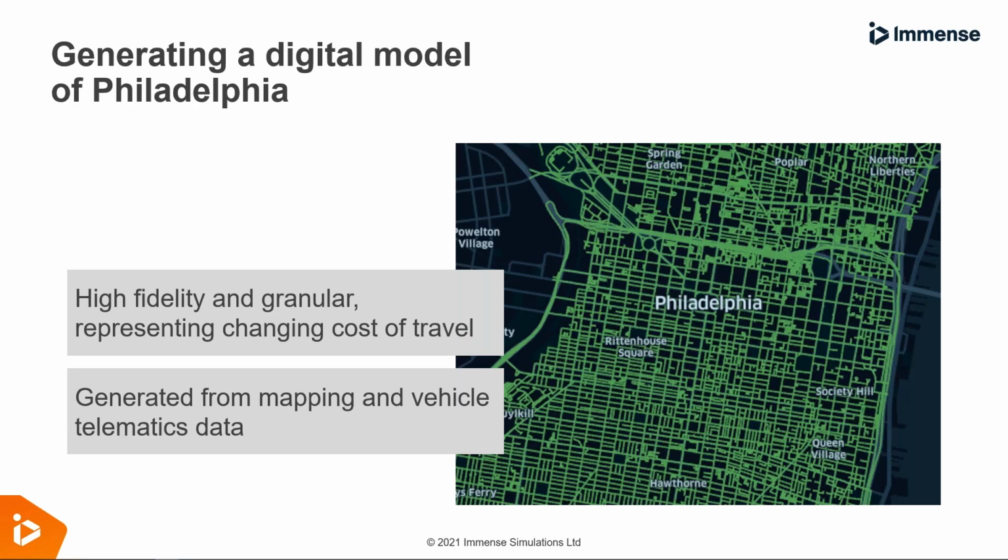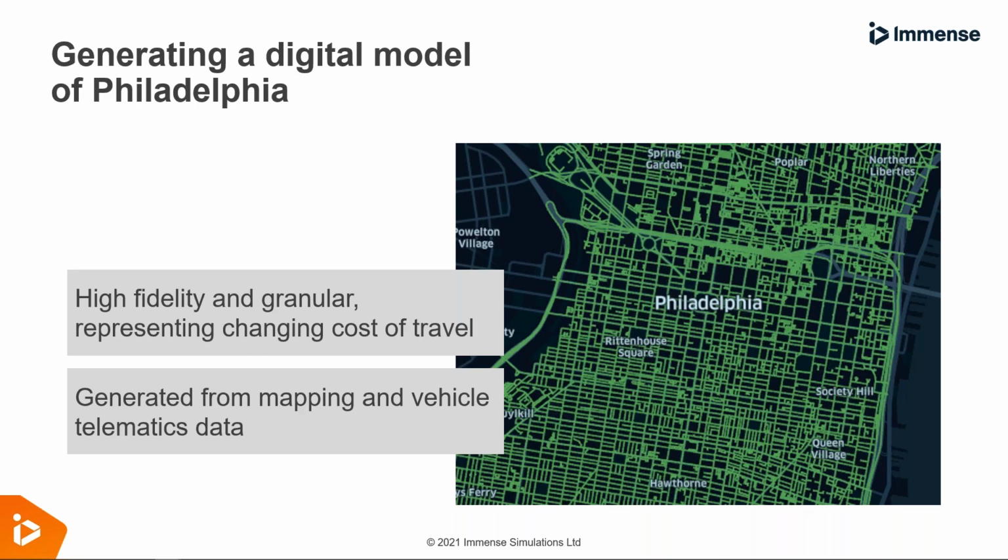So the first thing we do is generate digital models of the transport network. So we need really high fidelity, granular models that represent how the cost of travel changes throughout the day. One of the issues faced is rising congestion. So we build these data models using vehicle telematics data, so real observations of how long it takes you to traverse the road network, so that we can understand what sort of headways we can maintain, how long passengers will have to wait for trips, what sort of service we can provide.